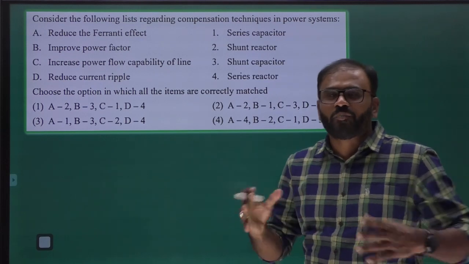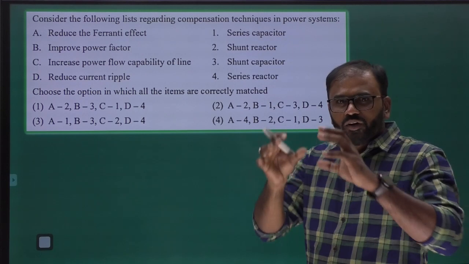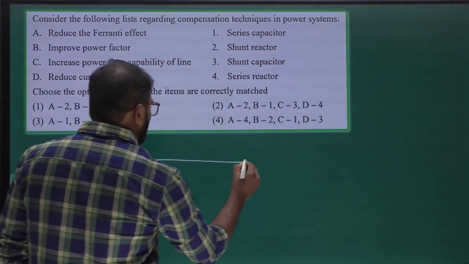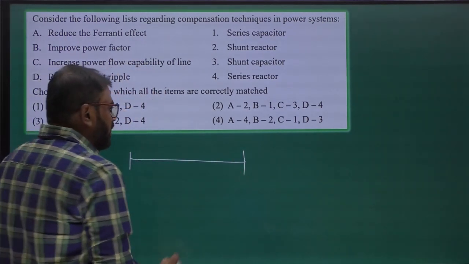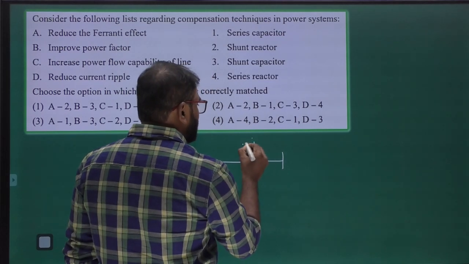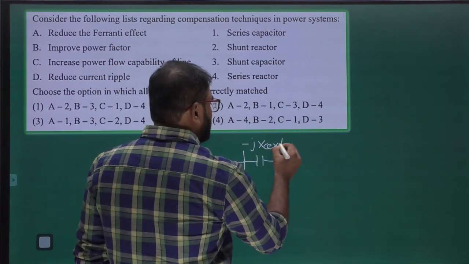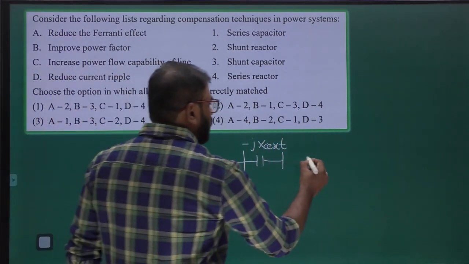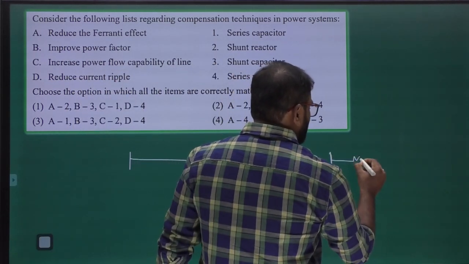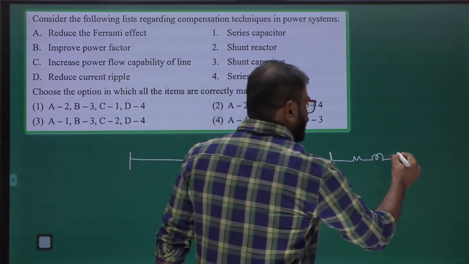Series capacitor, what is the importance of series capacitor? Whenever you connect it to the line, it will reduce the overall reactance of the line. For example, if you have a transmission line between two buses, maybe at the receiving end side you connect a capacitor and it offers a reactance or impedance of minus jXc external, since it is an external capacitor. Now, what is the equivalent circuit of this? Approximately we can write like this. The line having resistance and inductance already. Now an external capacitor is added here.